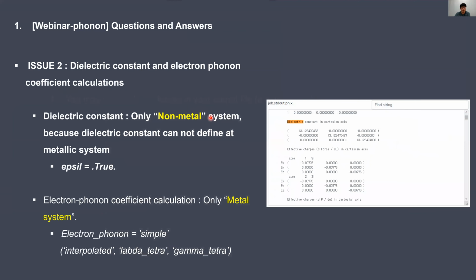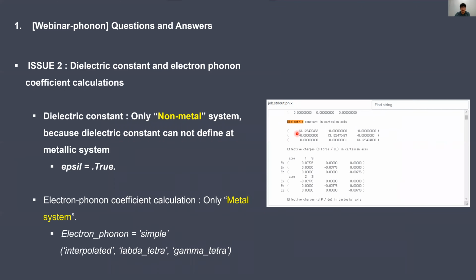The second issue is the dielectric constant and electron-phonon coefficient calculations. As you know, the dielectric constant is only defined in non-metal systems, because it cannot be defined in a metallic system. In Quantum ESPRESSO, you can use the epsilon equal true tag. When you finish calculating the dielectric constant successfully, you can see this kind of matrix.